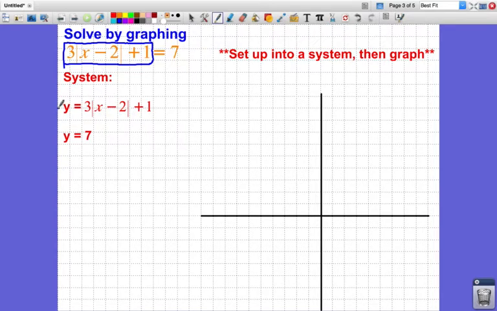So I will graph this function right here in blue first. So y equals 3 times the absolute value of x minus 2 plus 1. My vertex is going to be (2, 1), so 1, 2, 1. And then a slope of 3 over 1. So 1, 2, 3 over 1, and again, 1, 2, 3. And I'll go the other way.